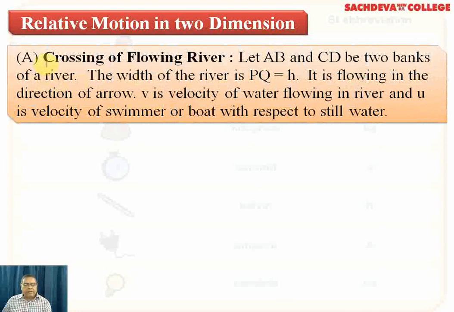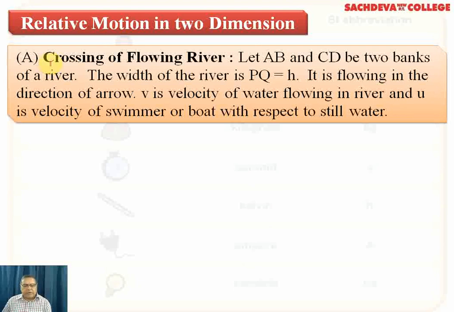Now, the very first thing regarding relative motion is that relative motion means the motion of one object with respect to another, or the motion of the other object with respect to the first. And if we extend this discussion, we will extend it to generally a river flowing in one direction and a swimmer swimming in the other direction.